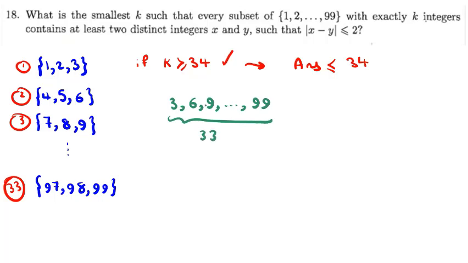And if you consider any 2 of them, their difference equals at least 3. So 33 doesn't work. So the answer is strictly greater than 33. So the answer is greater than or equal to 34. So the answer is this, 34.